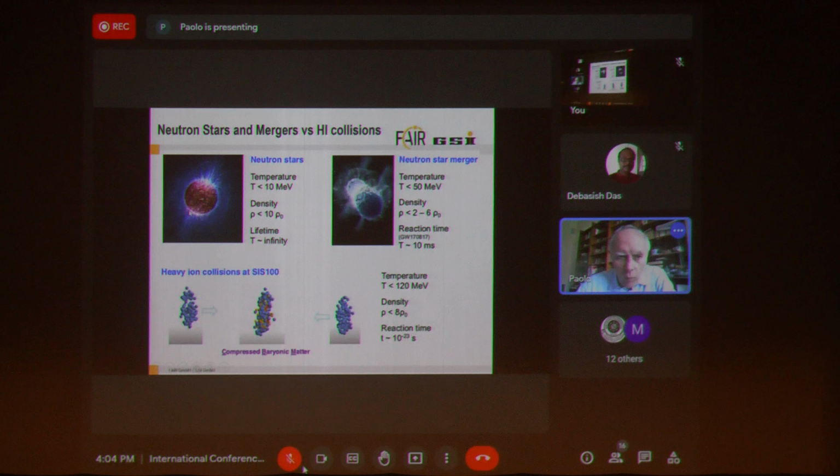And you really can go and look quantitatively. Do we actually reproduce, with the type of densities and temperatures that we have in the collisions that we will produce in FAIR, the conditions of neutron stars and neutron star mergers? Yes, those are exactly the temperatures, 50 MeV, the densities from 2 to 6 to 10 times the nuclear density, that we can produce in the laboratory and study.